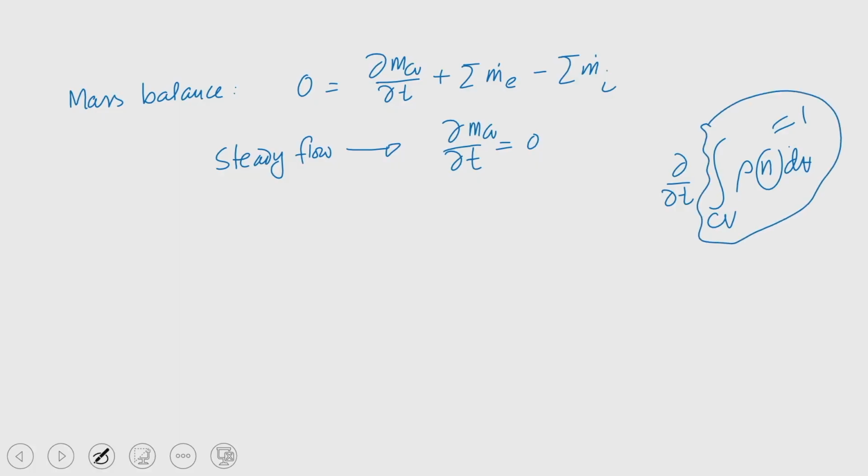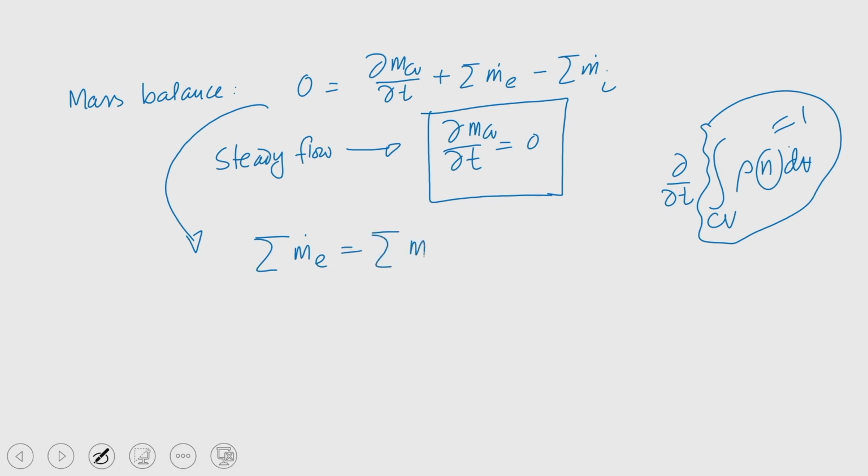Now, if ρ is not changing, steady flow, that is flow properties do not vary with time. ρ is also an important property of the fluid, so it will not vary with time. If ρ is not varying with time, then definitely m_CV will not vary with time, then this term will be equal to 0. So the consequence of steady flow is that dm_CV/dt equals 0. From this mass balance equation we can write ṁ_E equal to ṁ_I. This is the consequence.